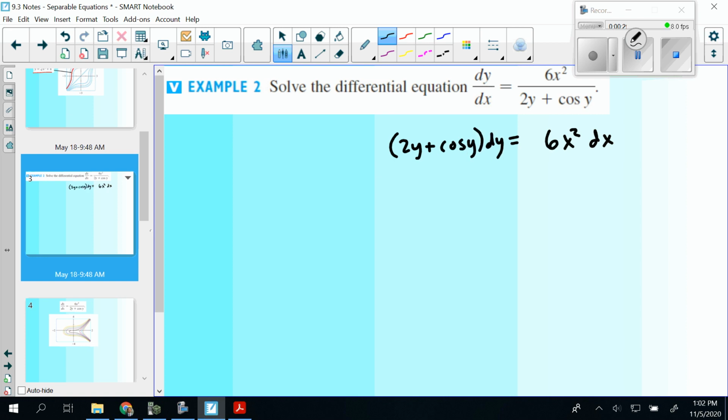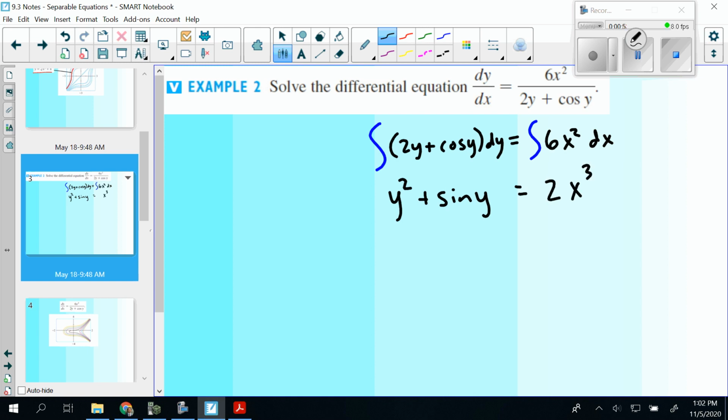And then our next step is we want to integrate. So we're going to integrate both sides and see what we get. So on the left side there, antiderivative of 2y would be y squared. Antiderivative of cosine would be sine. And I'm not going to put a plus c on this side because we'll put the constant on the other side. On this one, it would go up to x cubed.